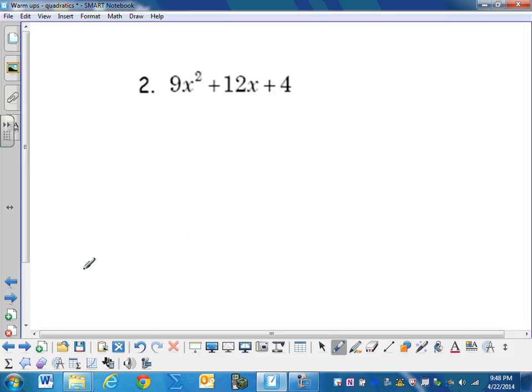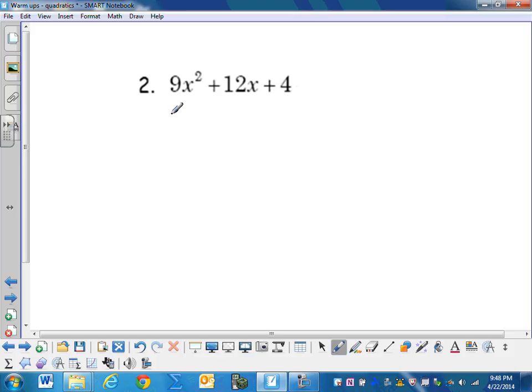Number 2, 9x squared plus 12x plus 4. So the first thing I look at to see is the first term a perfect square. 9 is a perfect square. Is the last term a perfect square? 4 is a perfect square. So now this is one of my special cases.